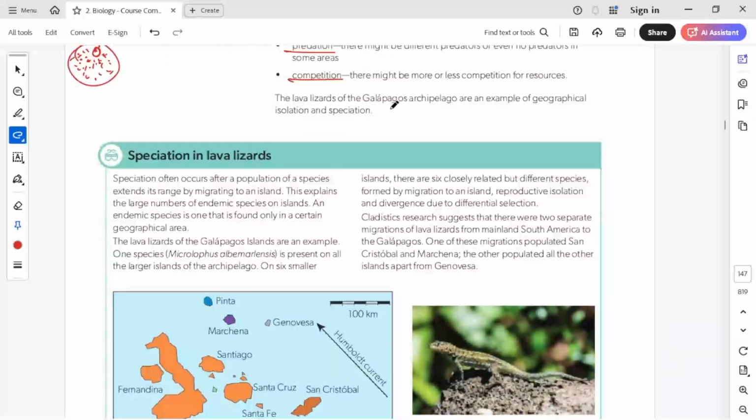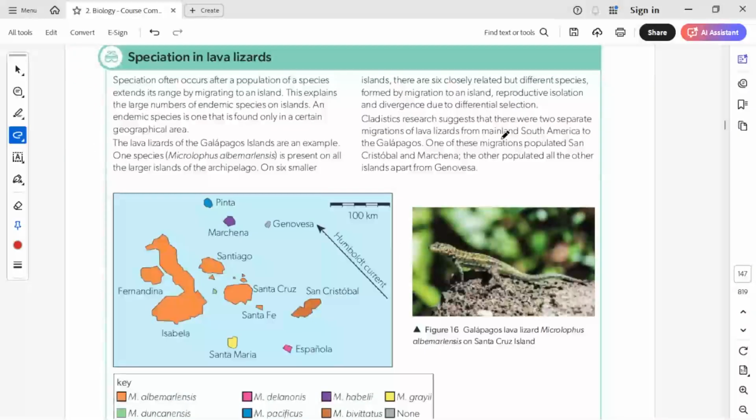So the lava lizard of Galapagos is an example of geographical isolation and speciation. Geographical isolation, as we just understood, is the isolation of two species due to a particular geographical area. Here it is given, the lava lizards. You can see these are the different islands.